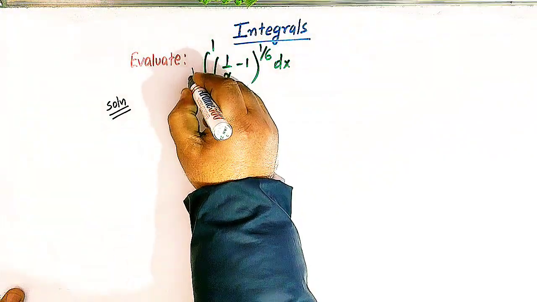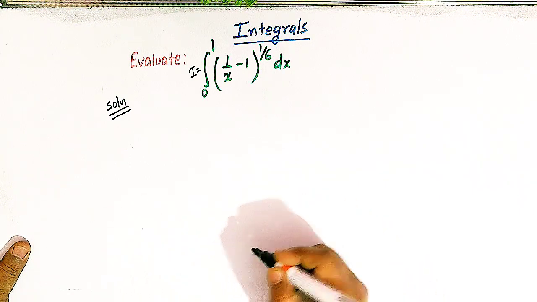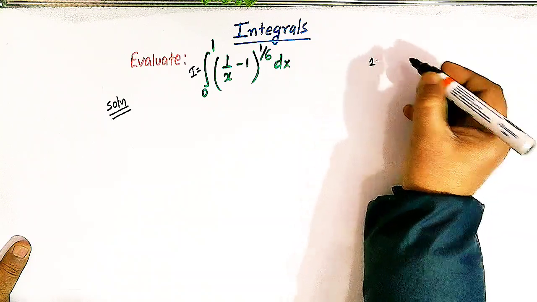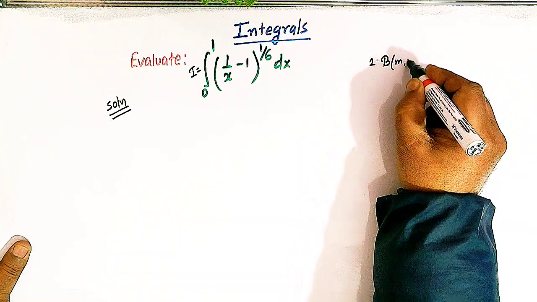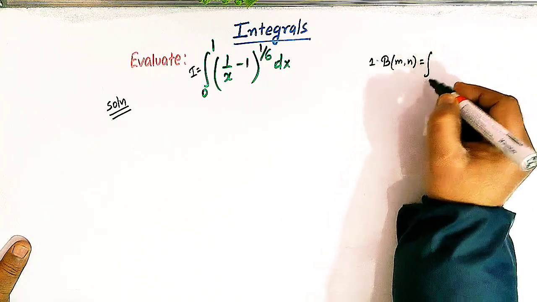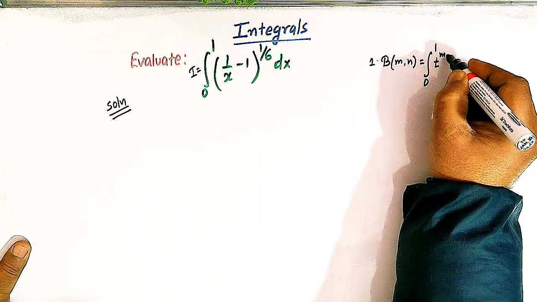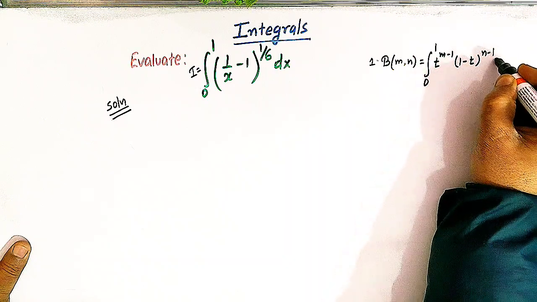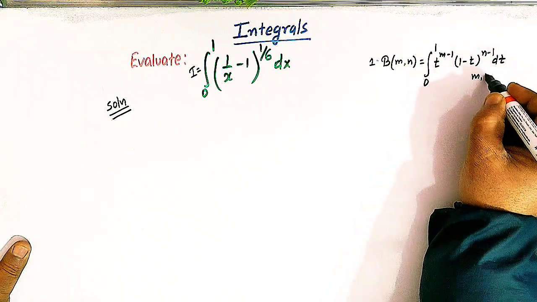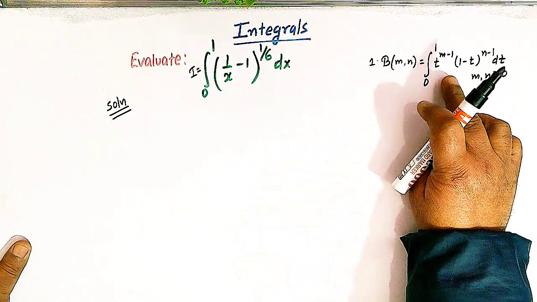Let us first take this integral as I. Here we are going to use three important results from beta gamma functions. The first one is the definition of beta function, that is beta of m comma n is given by the integral 0 to 1, t raised to m minus 1, and 1 minus t raised to n minus 1 dt, where m and n are greater than 0. So this is the important definition.